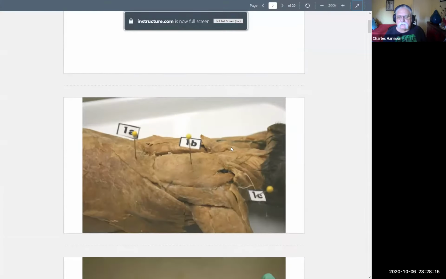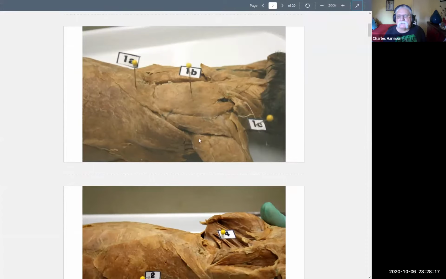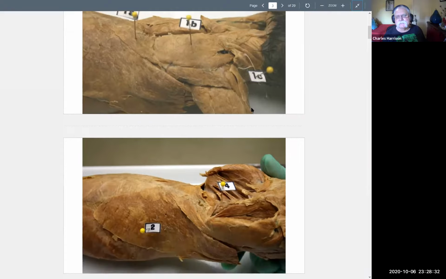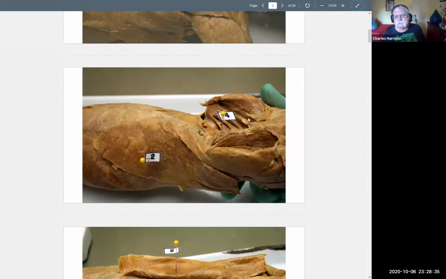Okay. We need to do both. So here we go. The numbers are the same, of course. This, and this are the trapezius. If you want to stop, just say so on anything.